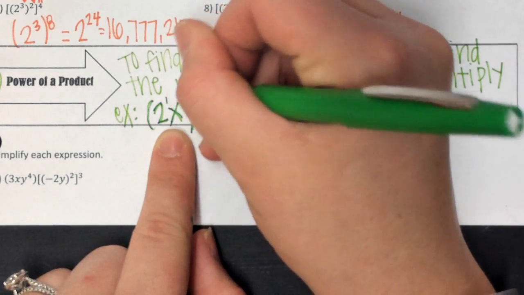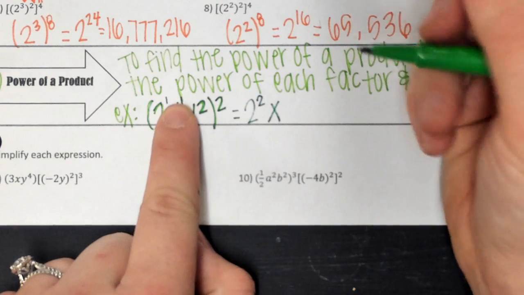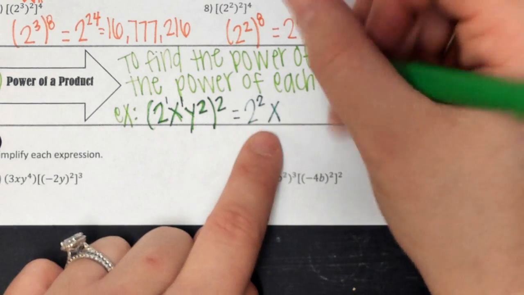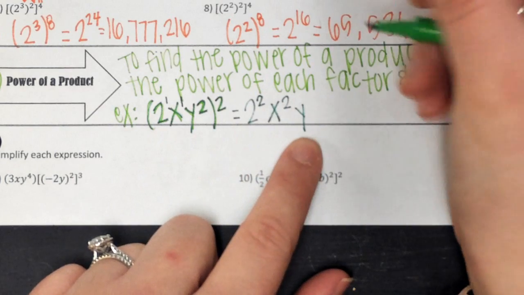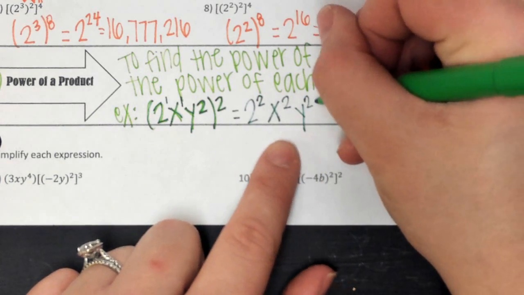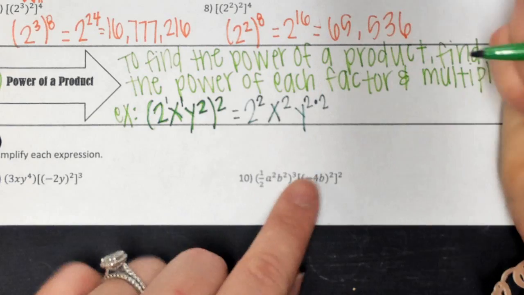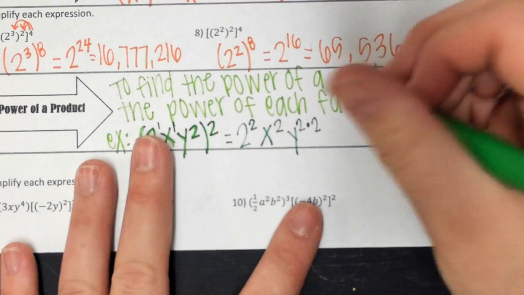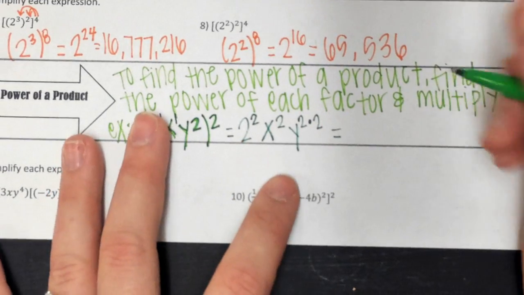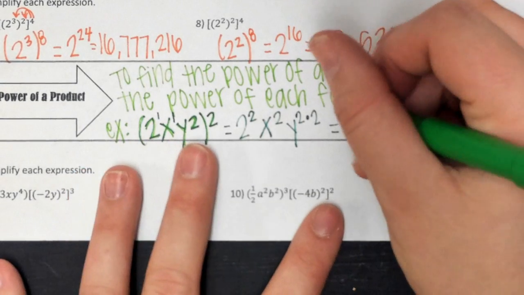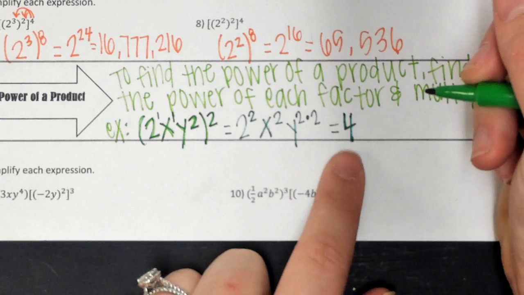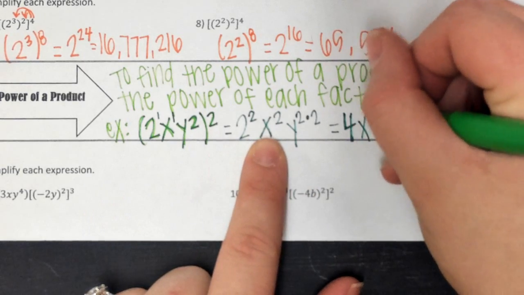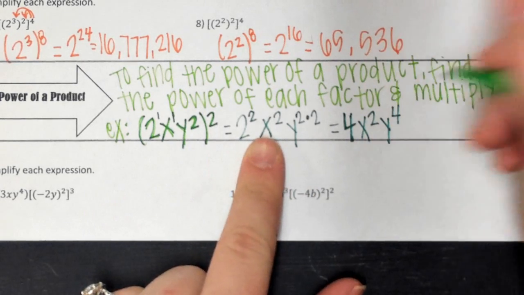Remember, if there's nothing, then it means it's a 1. So 1 times 2 is 2. Y is raised to the second, but we have to multiply it by 2 as well. So it becomes 4. What is 2 squared? 4. So in the end, we have 4 and then x squared y to the 4th.